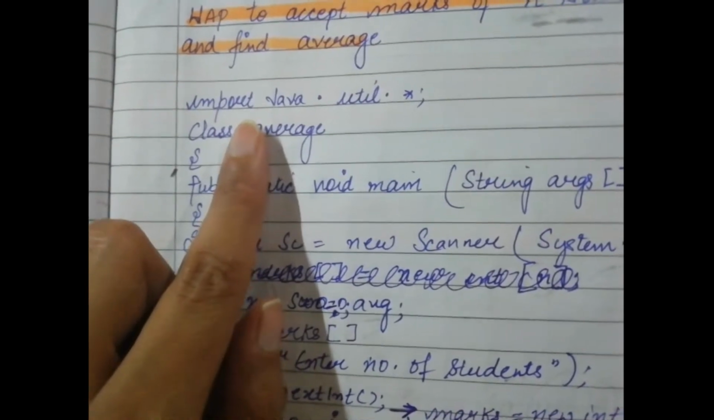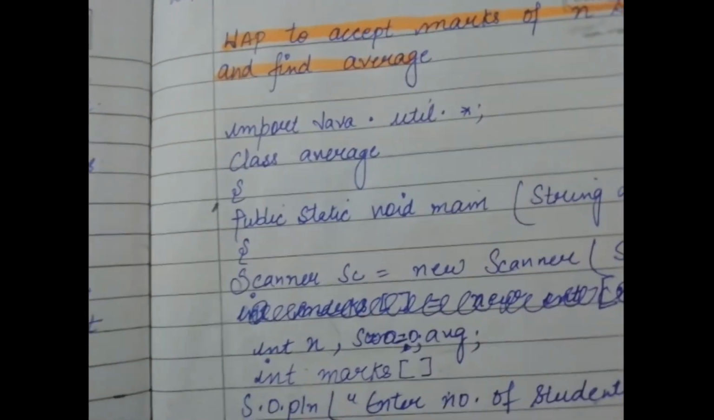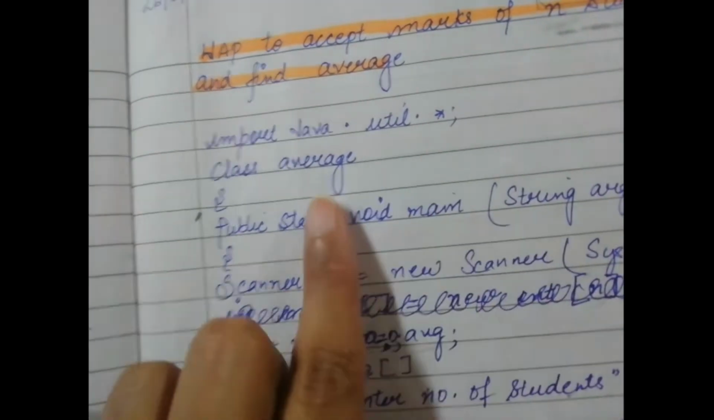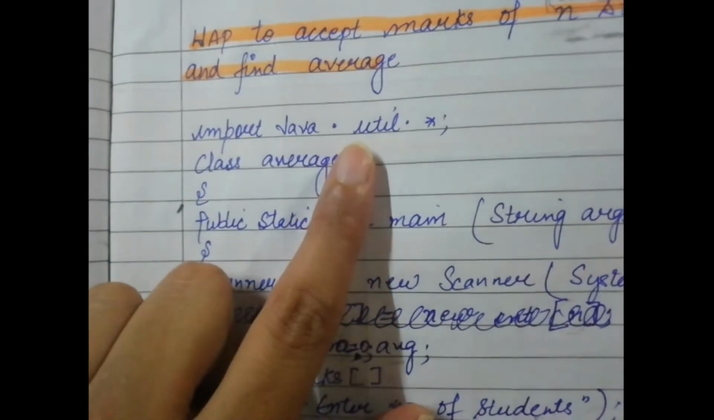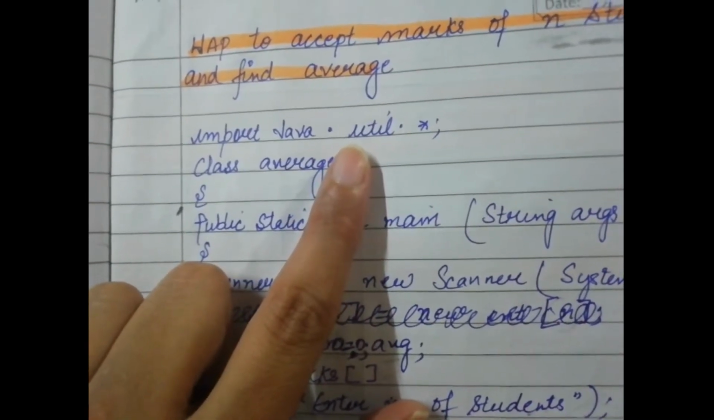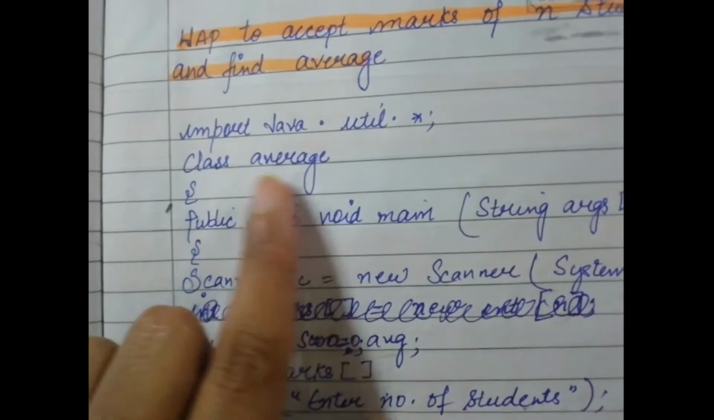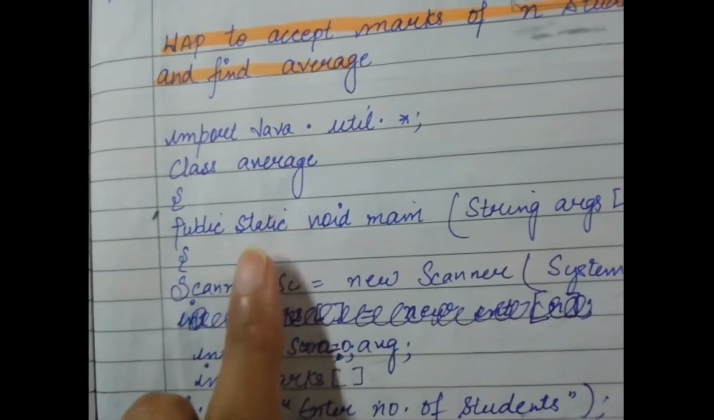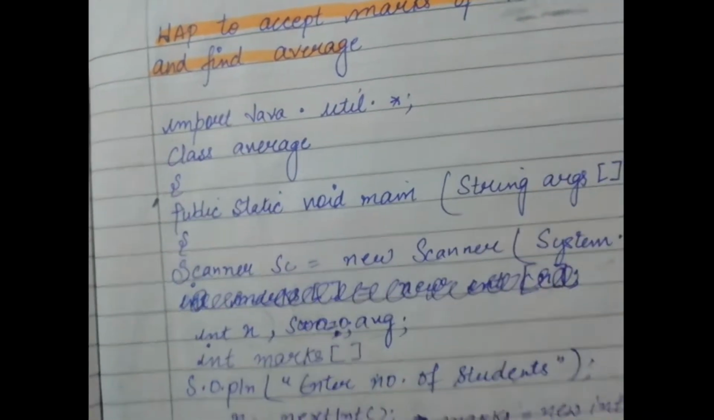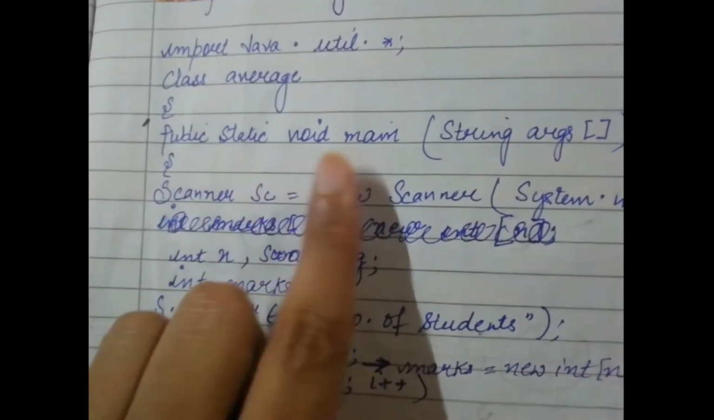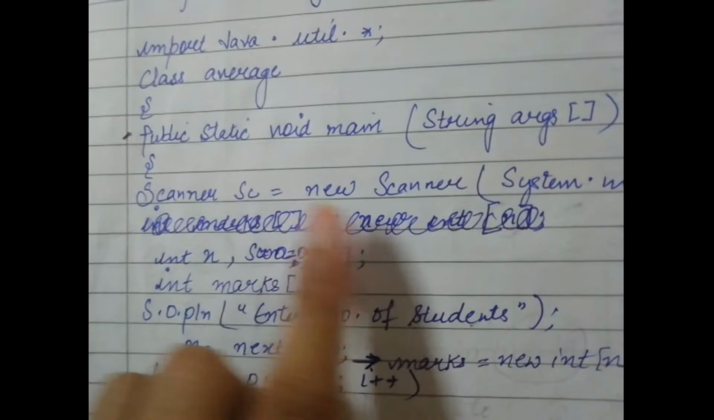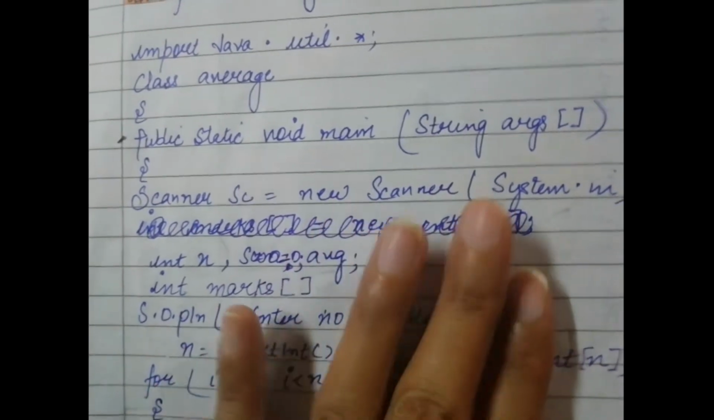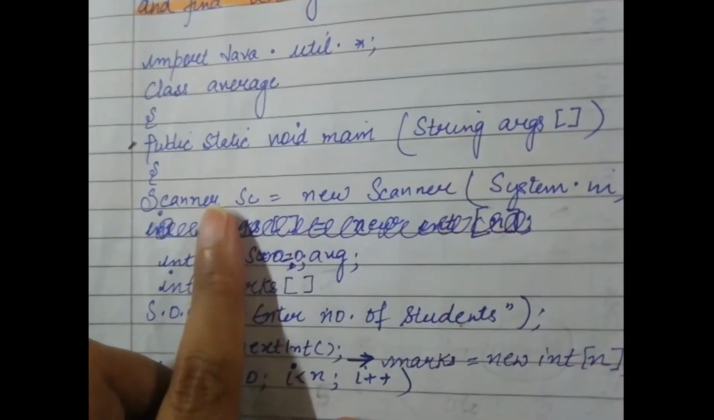So this is your import statement. What actually your import statement does, this is used to import a particular or the required package in your Java program. After that, this is your class name Average. This is your main function from where the actual execution of the program starts. This is your Scanner class object sc, new is an operator. So this is actually the Scanner class.